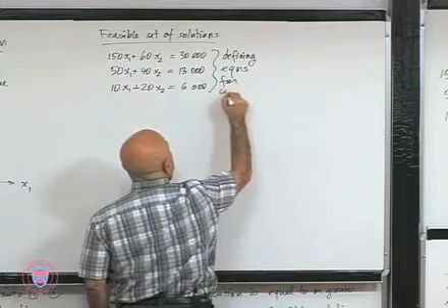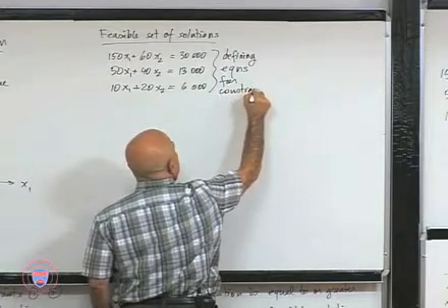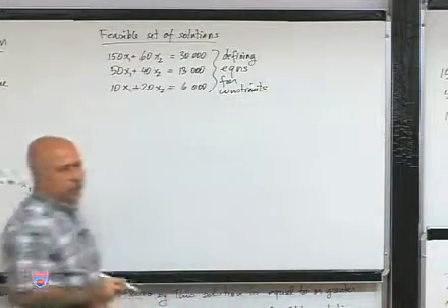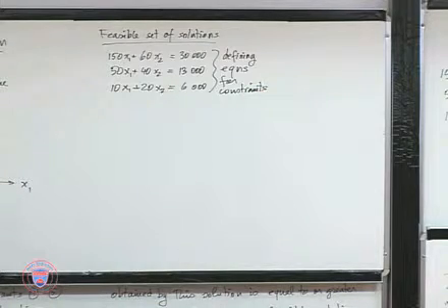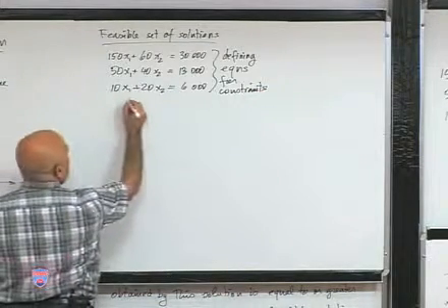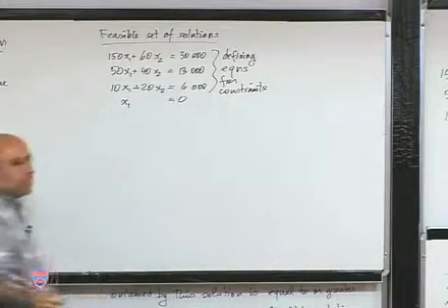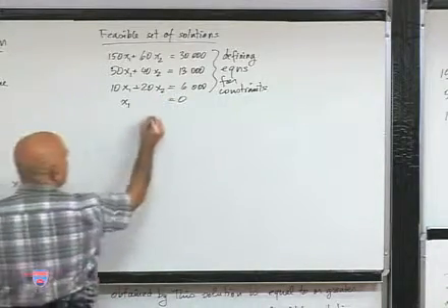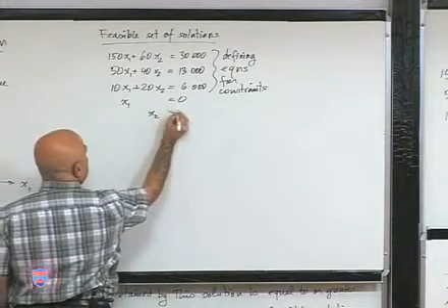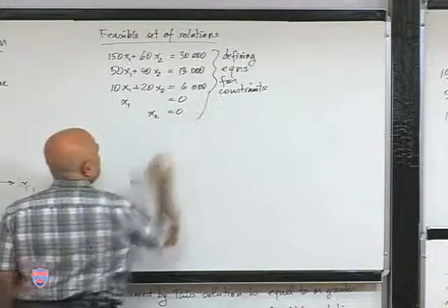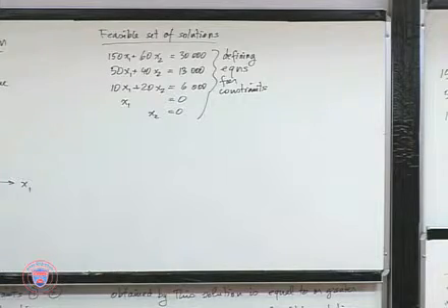Well, let's include also the non-negativity restrictions. The defining equation for the first non-negativity restriction is x1 equal to 0. For the second one, it's x2 equal to 0. So, defining equations for your constraints.